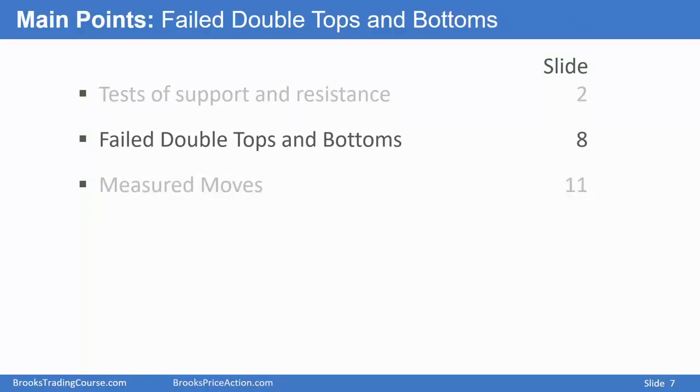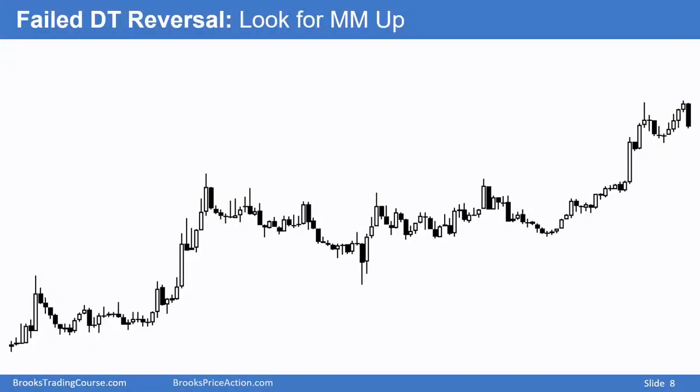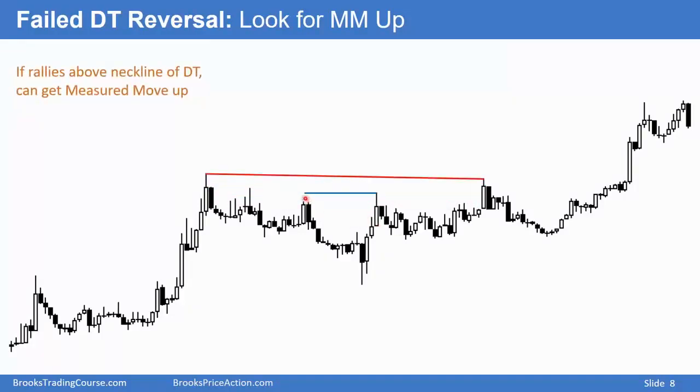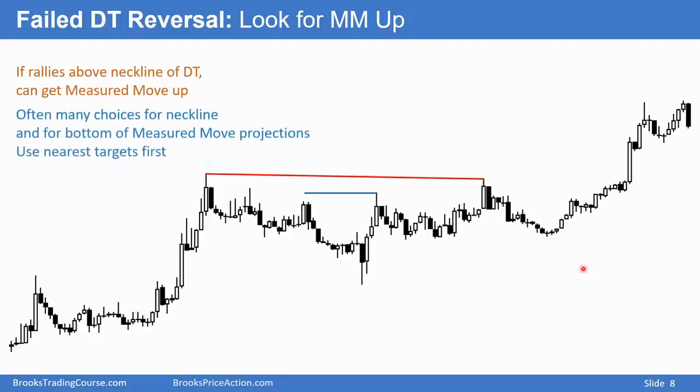Every pattern, no matter how good, fails some of the time, and that includes double tops and double bottoms. We have a double top, this high, that high, this high, that high, and this high and that high. The bears are trying to get a reversal down. The bears who shorted will put their stops above the double top, somewhere over here. Many choices for a neckline, because most of the time the tops are not exactly at the same level. In any case, this is an obvious neckline.